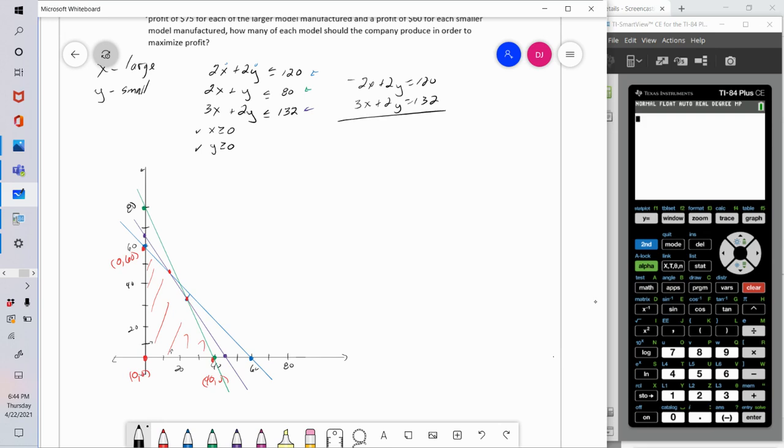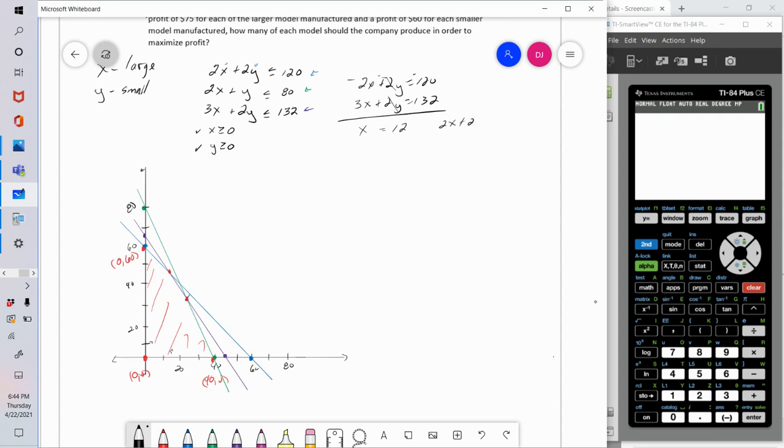And I can solve this by simply multiplying the top equation by a negative. So the negative 2x and 3x is 1x. The 2 y's cancel. Negative 120 and 132 is 12. So we have an x value of 12.